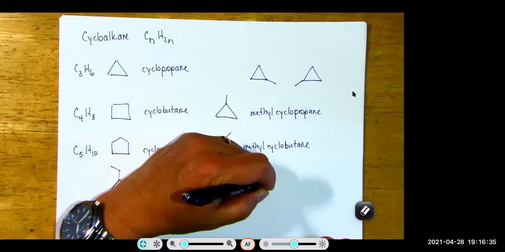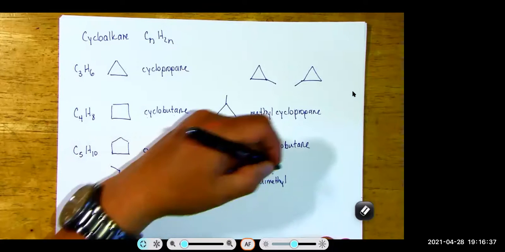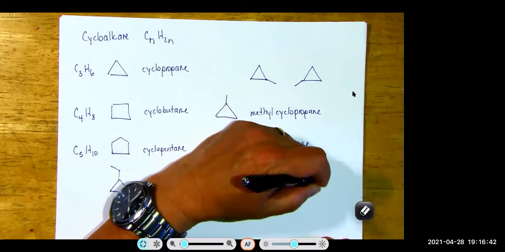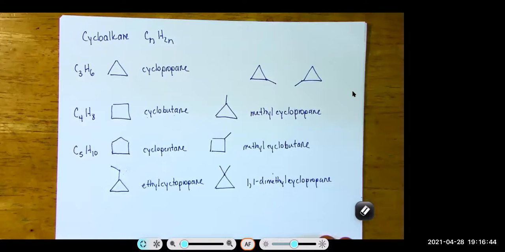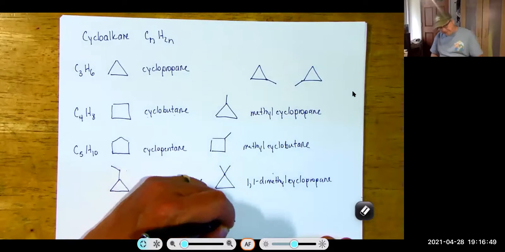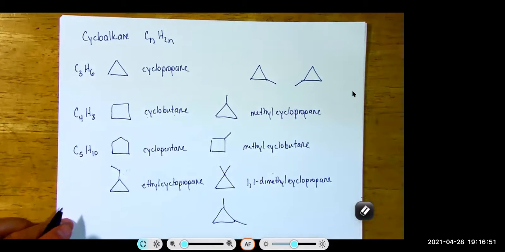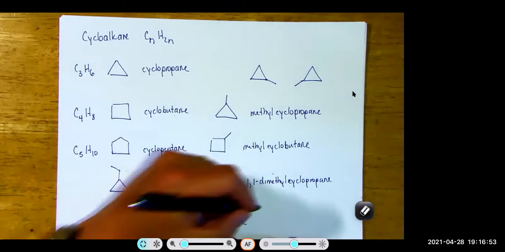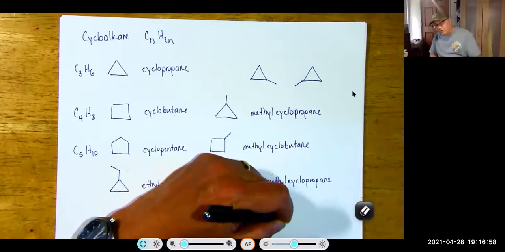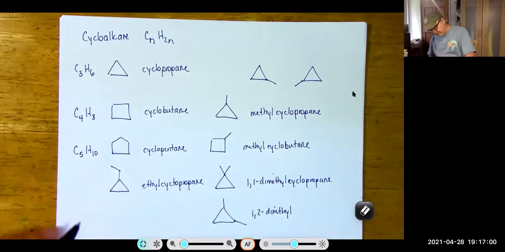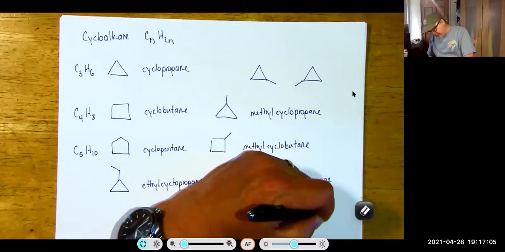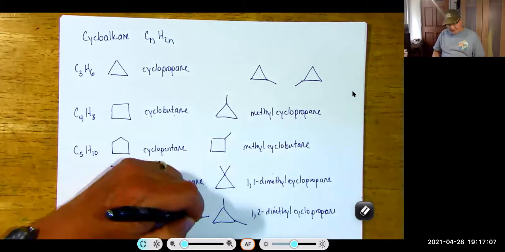1,1-dimethyl. That's right. So why do we put the ones there? Is it just because there's 2? Well, what's that? 1, 2. Oh, that's right. So we put the numbers there because they don't both have to be on carbon 1. Okay. Now, it turns out that there's actually 2 of these.